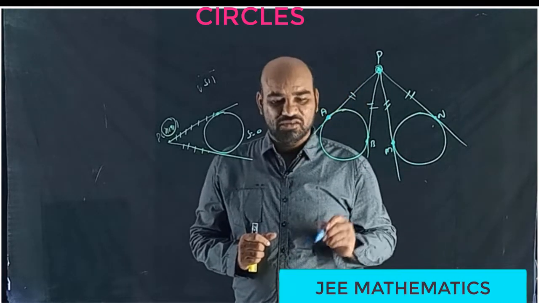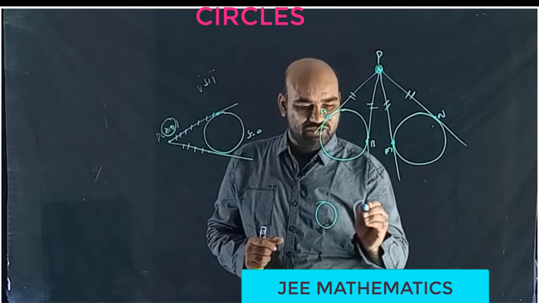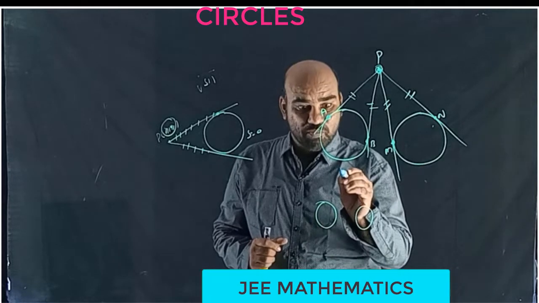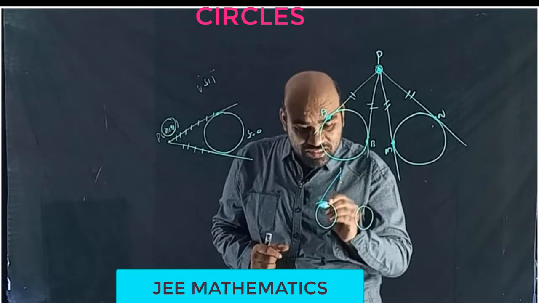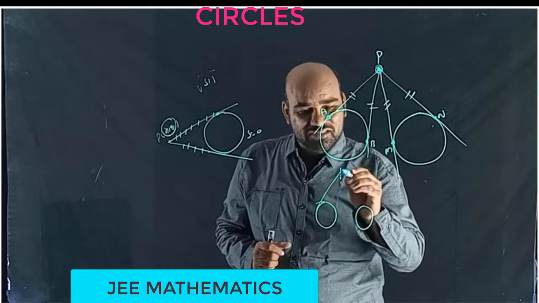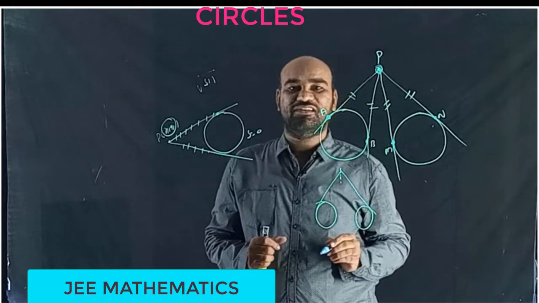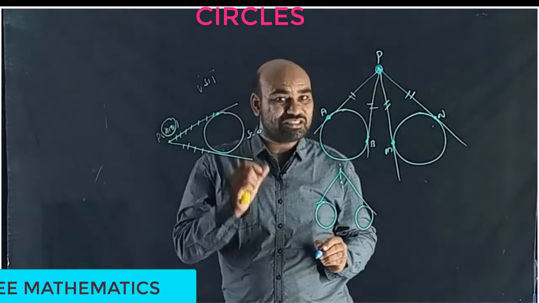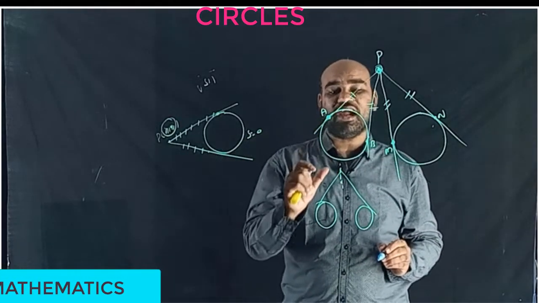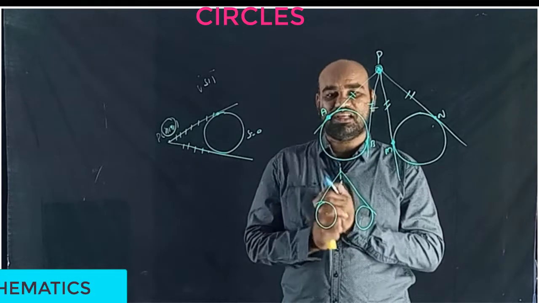Okay, listen students, two circles are given. There exist some points on the plane from which you can draw tangents to the two different circles and their lengths are equal. So the set of points, or locus of such points, is called the radical axis of these two circles.